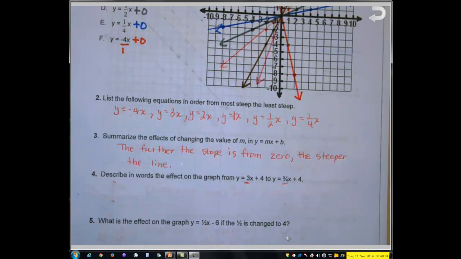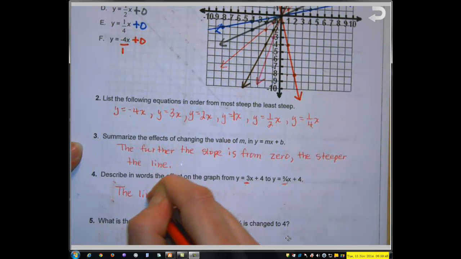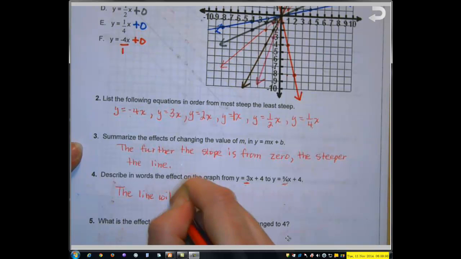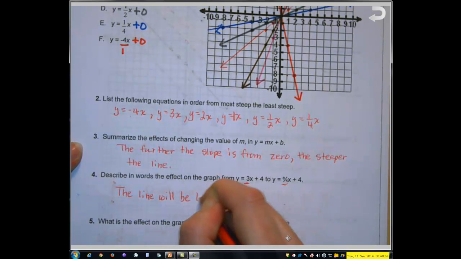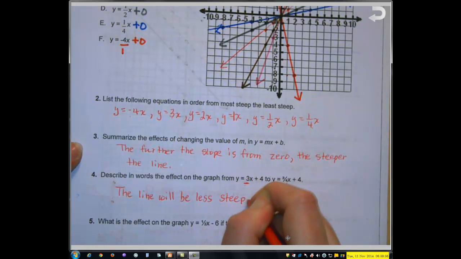So we would say that the line is getting less steep, because the slope went closer to 0. 3/4 is closer to 0 than 3. So we're going to say that the line will be less steep.